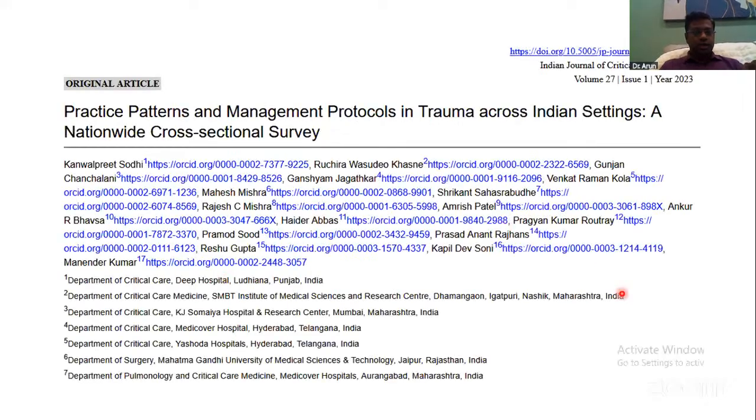Here you can see an example of a cross-sectional survey which was published in 2023: practice patterns and management protocols in trauma across Indian settings, a nationwide cross-sectional survey. Almost 480 odd centers were involved in this particular survey. What are the practice patterns currently going on nationwide? In which areas are we actually doing better? What are the areas we can improve? That was discussed in detail in this particular survey.